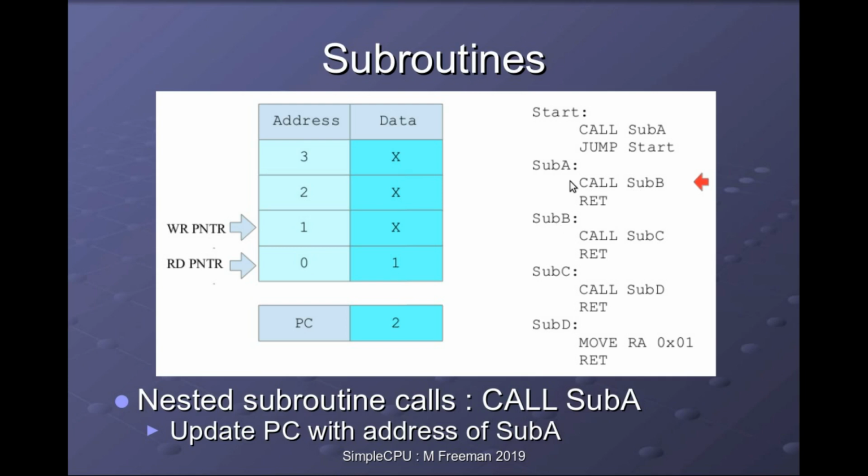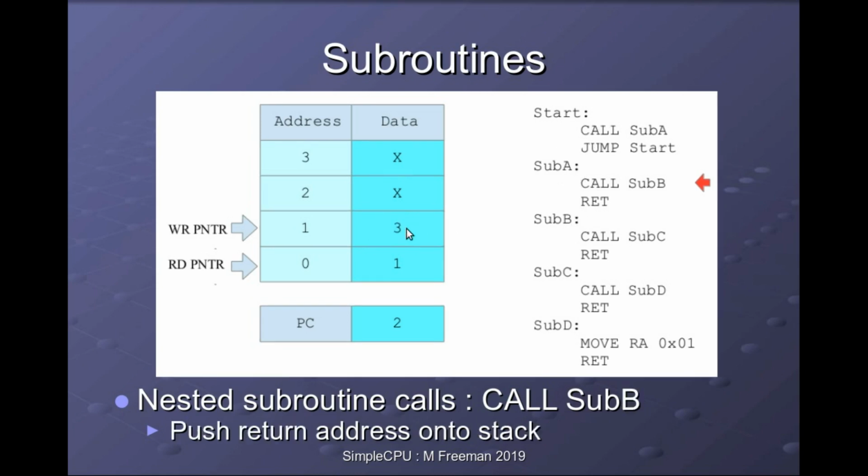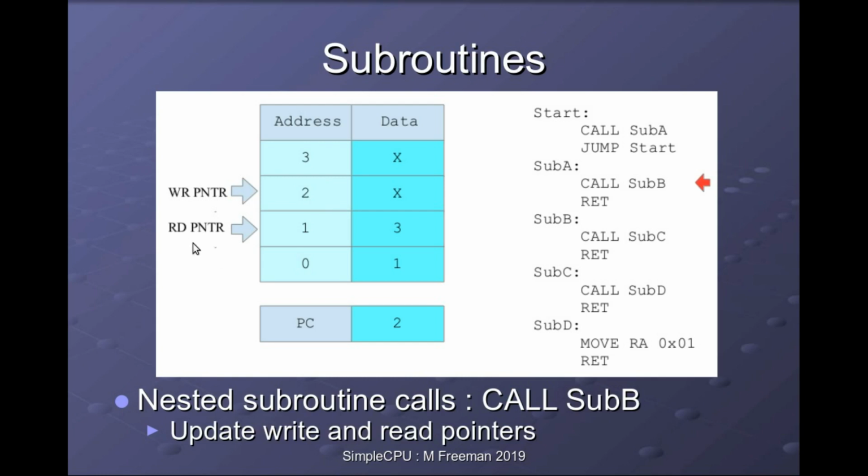So we push onto the stack the address of the instruction after that call instruction. So that'll be address 0, 1, 2, 3. So you'll see that goes to the value 3. We then increment the stack pointer to point to the next free location on the stack, and obviously the decrementer will follow. We then update the program counter to the address of subroutine B.